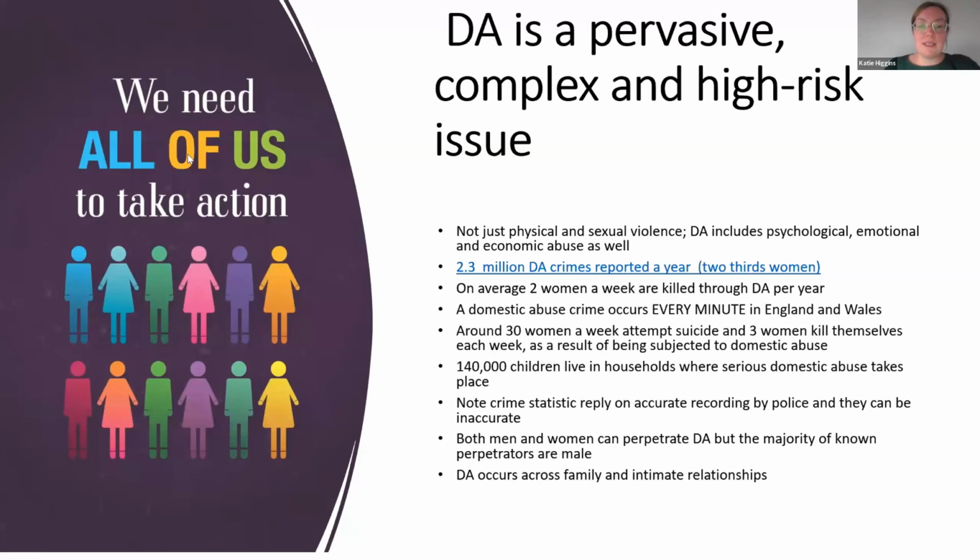2.3 million domestic abuse crimes are reported each year, and 2/3 of them relate to the women being the victim. On average, 2 women a week are killed through domestic abuse, and domestic abuse crime occurs every minute in England and Wales. Around 30 women a week attempt suicide, and 3 women kill themselves each week as a result of being subjected to domestic abuse. 140,000 children live in households where serious domestic abuse cases take place.